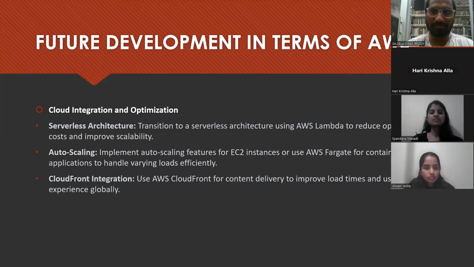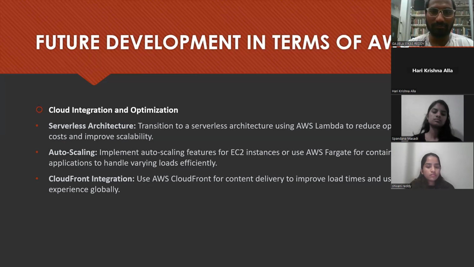Now, coming to cloud integration and optimization. There is serverless architecture, which means renting computer power as needed with no server maintenance. Auto scaling means resources scale up and down to match the demand automatically. On the CDN front, it delivers content faster globally by caching it closer to users, with enhanced security measures.